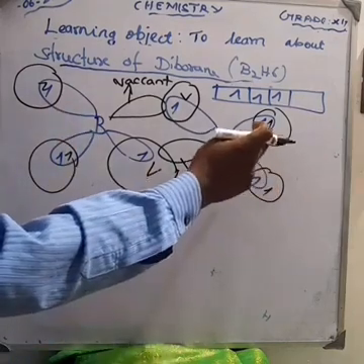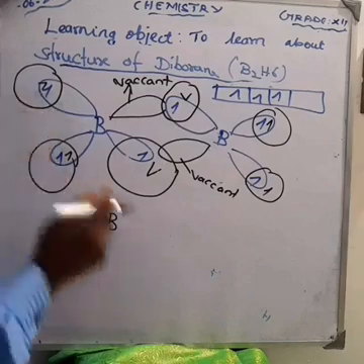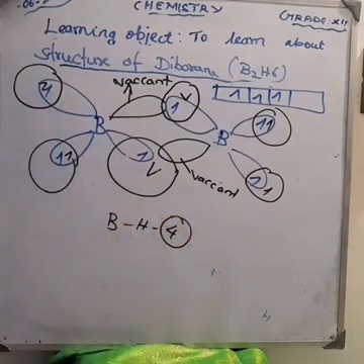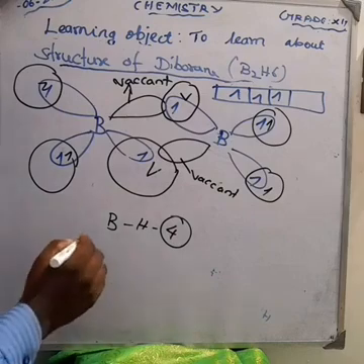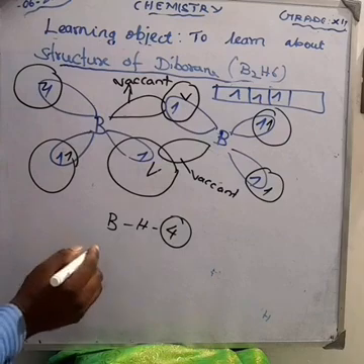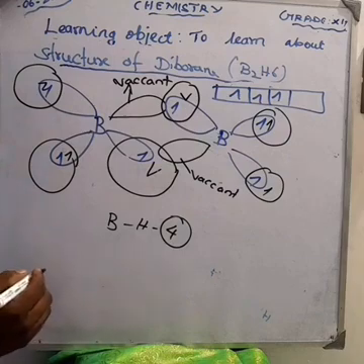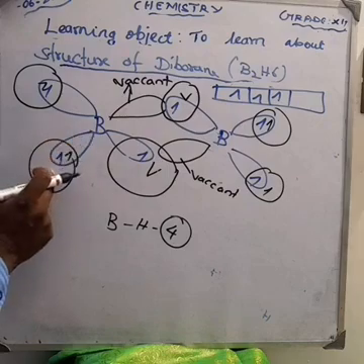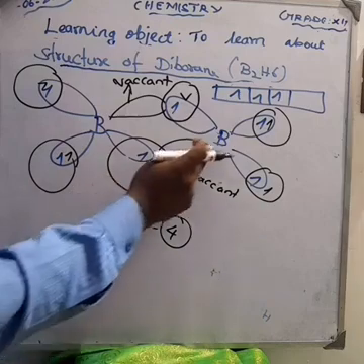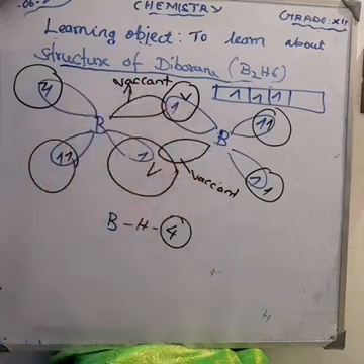How many boron-hydrogen bonds? 1, 2, 3, 4. Am I right? 4 boron-hydrogen bonds. Next, another bond: boron-hydrogen-boron. Can you understand? This is also one bond, boron-hydrogen-boron.